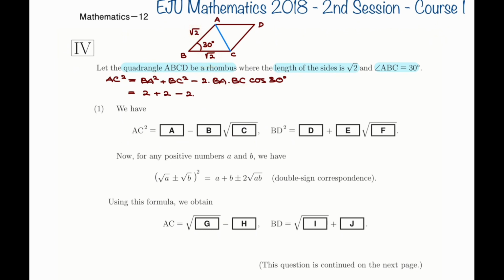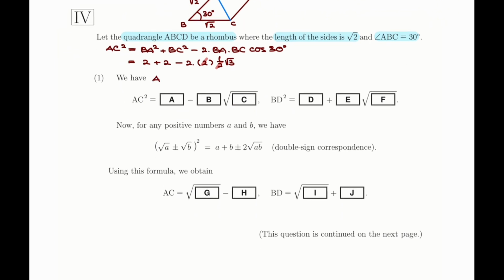So 2 plus 2 minus 2 times 2 cos 30, which is half square root of 3. If you simplify it, I can cancel out 2 here. That means I will obtain AC squared is equal to 4, that is 2 plus 2 equals 4, minus 2 square root of 3. So the answer here is 4, 2, and 3.